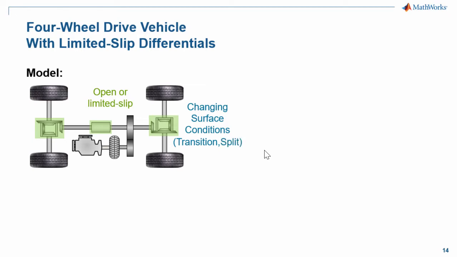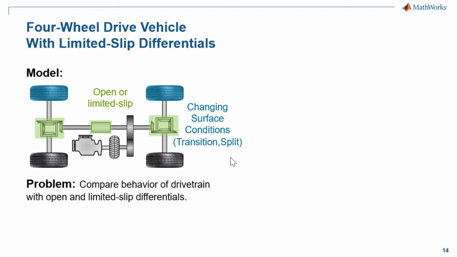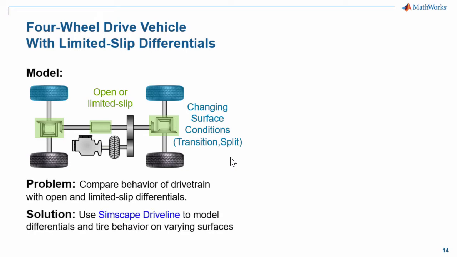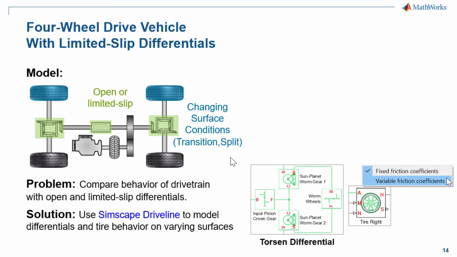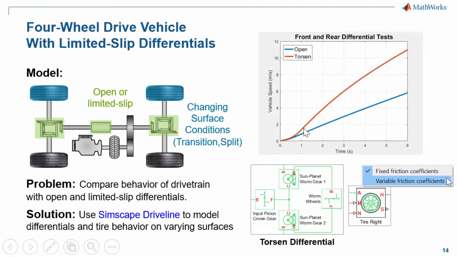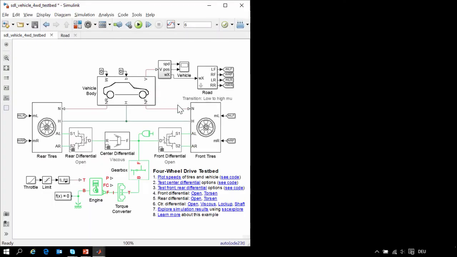We will also run a split test where two of the wheels are on ice and the other two are on a high friction surface. In this test, the front and rear differentials will have the largest effect on the drivetrain performance. We will compare the behavior of the drivetrain with the two different types of differentials using Simscape Driveline. We will see a model of a limited slip differential, and we will see how we can vary the coefficient of friction at the wheels based on the vehicle position. And we will see that the limited slip differentials will allow the vehicle to accelerate much faster than the open differentials. Here is our model of the four-wheel drive vehicle.